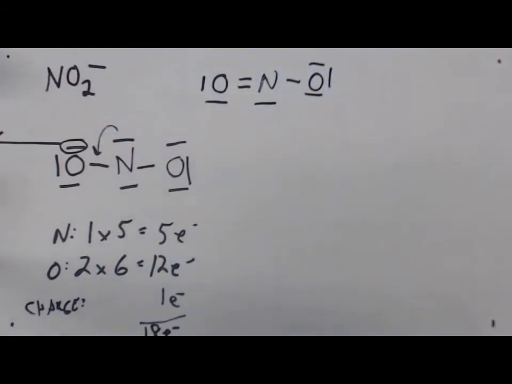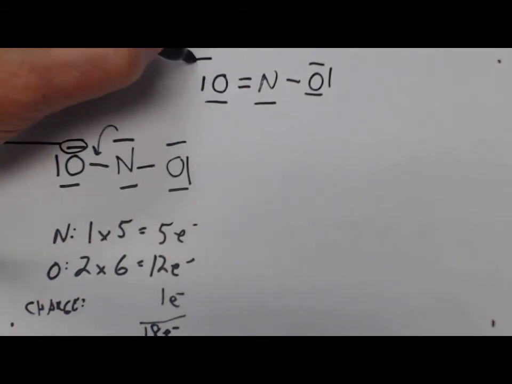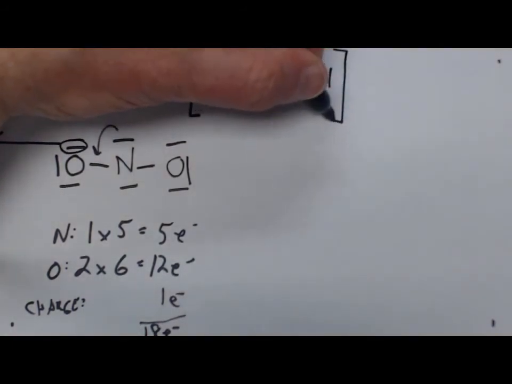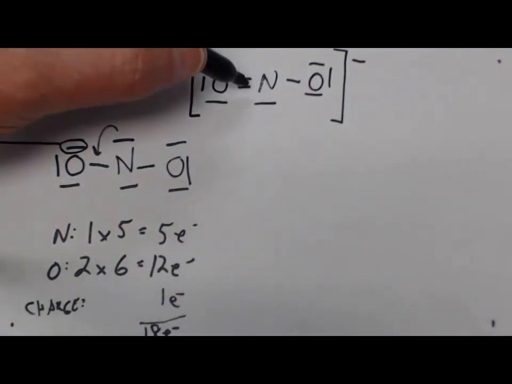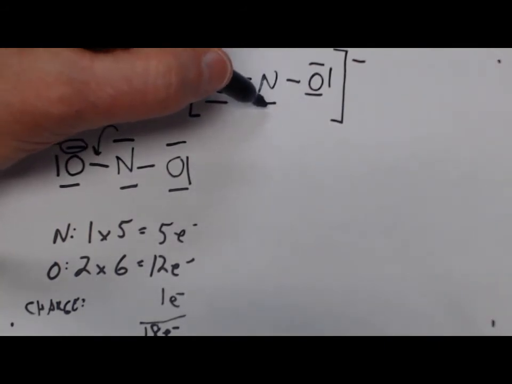Looks something like that. Since he's an ion, we'll take him and put him in brackets and show what his charge is up here with a -1. So that's my Lewis structure for that particular ion. Notice it's got 3 electron domains around. It has the oxygen here, has an oxygen there, has a non-bonded pair there.